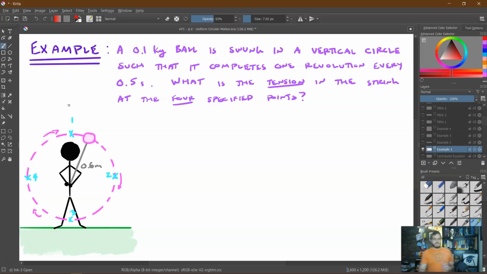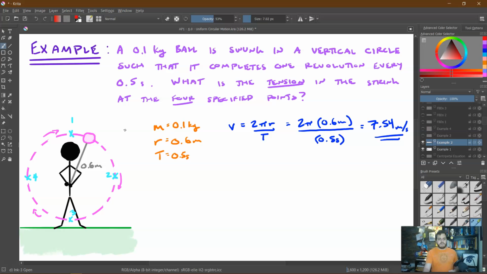So let's start going through this. First, let's identify some things we know and start calculating some things we can do real quick. Well, automatically, we know that the mass is 0.1 kilograms, the radius is 0.6 meters, if you didn't see that, I wrote that over here, and the period is 0.5 seconds. So I can instantaneously find this tangential velocity by just using the equation v is equal to 2 pi r over the period. Stick in the numbers, 2 pi times 0.6 meters over 0.5 seconds. Stick that in your calculator, and get about 7.54 meters per second.